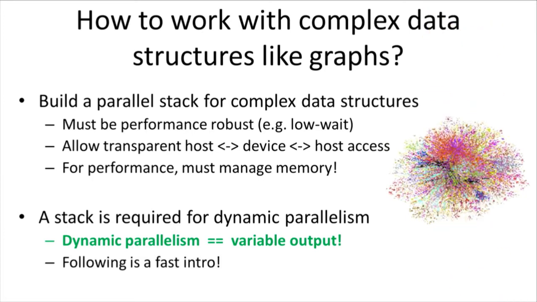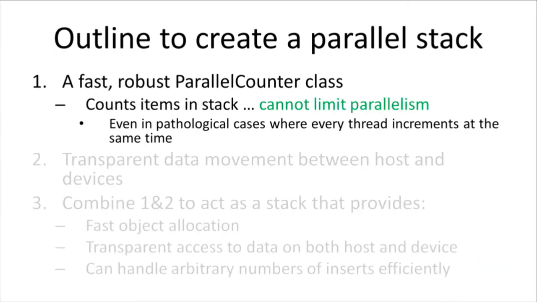So following is a very fast introduction for how to create that massively parallel stack that I just talked about. Well, the first thing is that you need a parallel counter that will not exhibit pathological behaviors. For example, the NVIDIA SDK for histograms is really nice. The problem is it assumes a uniform distribution. If you start hammering on just a few different histogram bins, performance degrades fairly badly. So you can't afford that with a massively parallel data structure, so even pathological cases where every thread increments at the same time have to be fast.